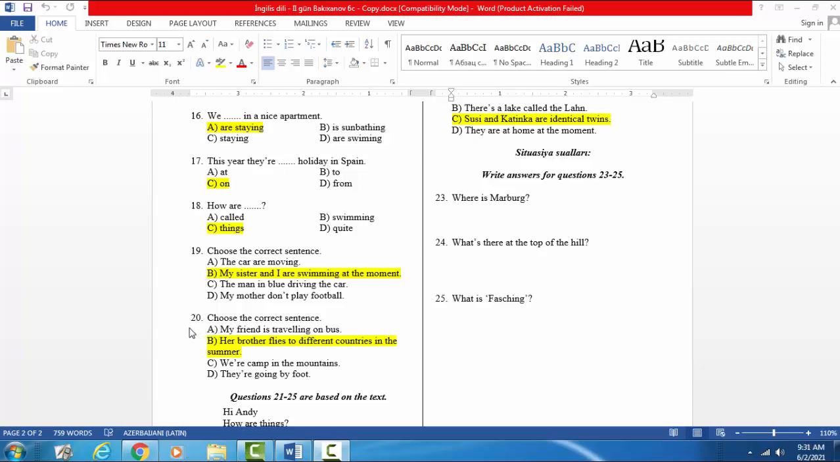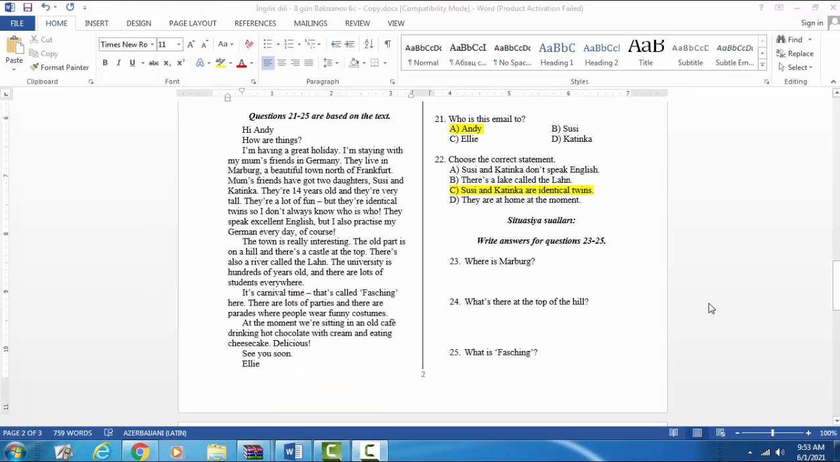Question 20. We have to choose correct sentence. My friend is traveling on bus. When we use the word bus or other transport means, we use the preposition by. We are camp in the mountains. The sentence should be like we are camping in the mountains. They are going by foot. The expression about walking is on foot. Her brother flies to different countries in the summer. This is a correct sentence.